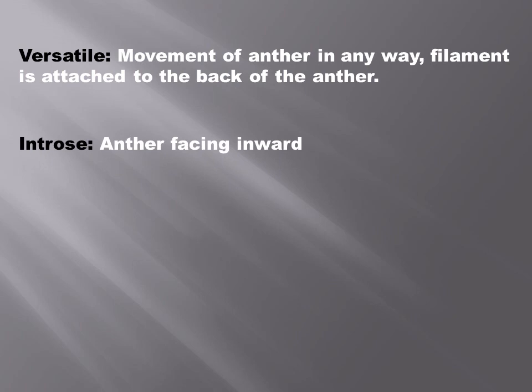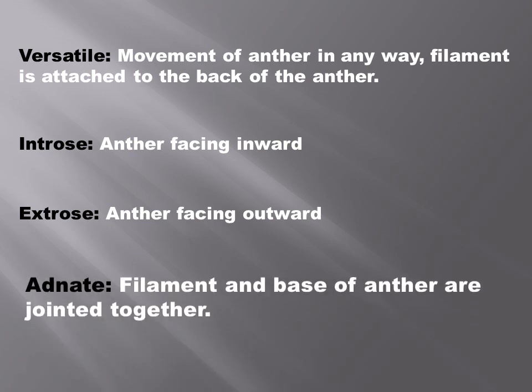The next type is introse, when the anther is facing inward. Then extrose, anther facing outward. So the difference between introse and extrose is that, as the names indicate, introse means inward and extrose means outward. Adenate is the type of stamen where the filament and the base of the anther are joined together.